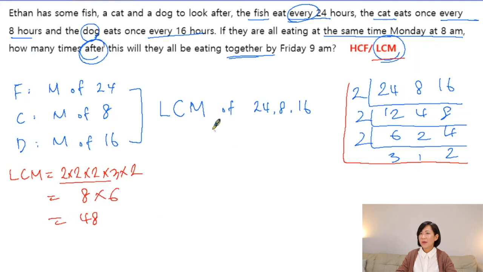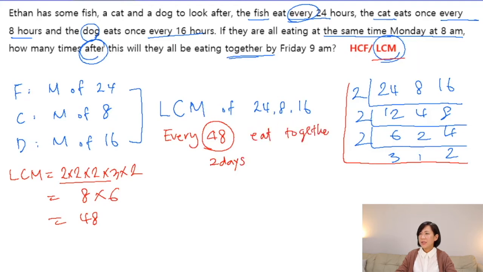It's hour, right? So we've got every 48 hours. That means 2 days, right? So every 48 hours, every 2 days, all the animals are eating together. Then now let's see our detail.